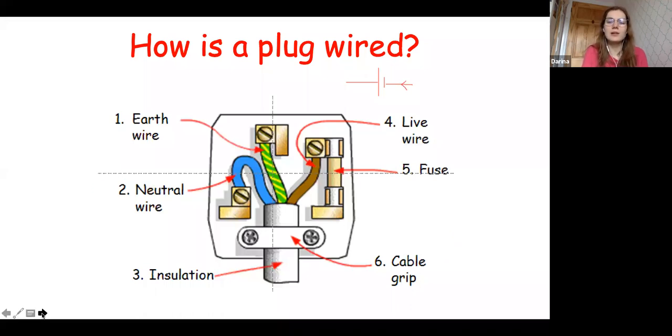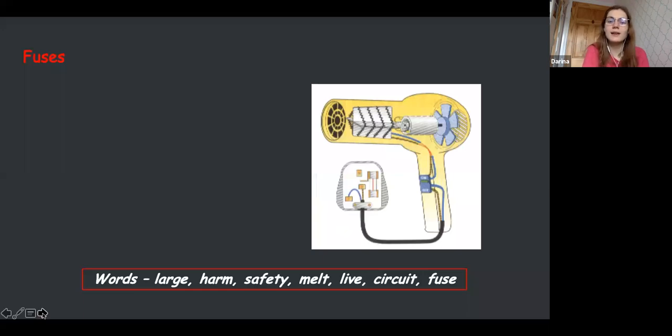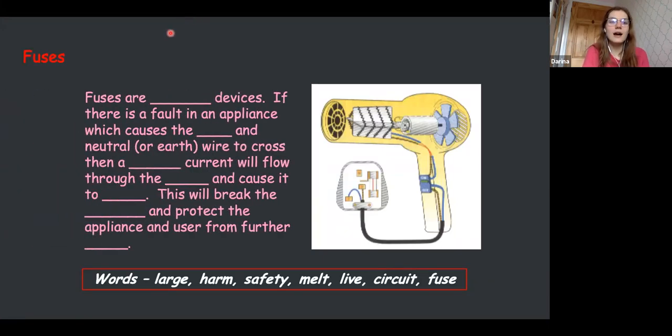Okay, well done, everyone. So let's look at the fuse in a little bit more detail. And I've got a bit of a fill in the gaps exercise for this. So let's read it out. We have fuses are blank devices. So pick one of the words from the bottom here. What do you think fits? Safety devices, well done. So if there is a fault in an appliance which causes, so what goes in the blank there? The live and neutral or earth wire to cross. Yep, great.